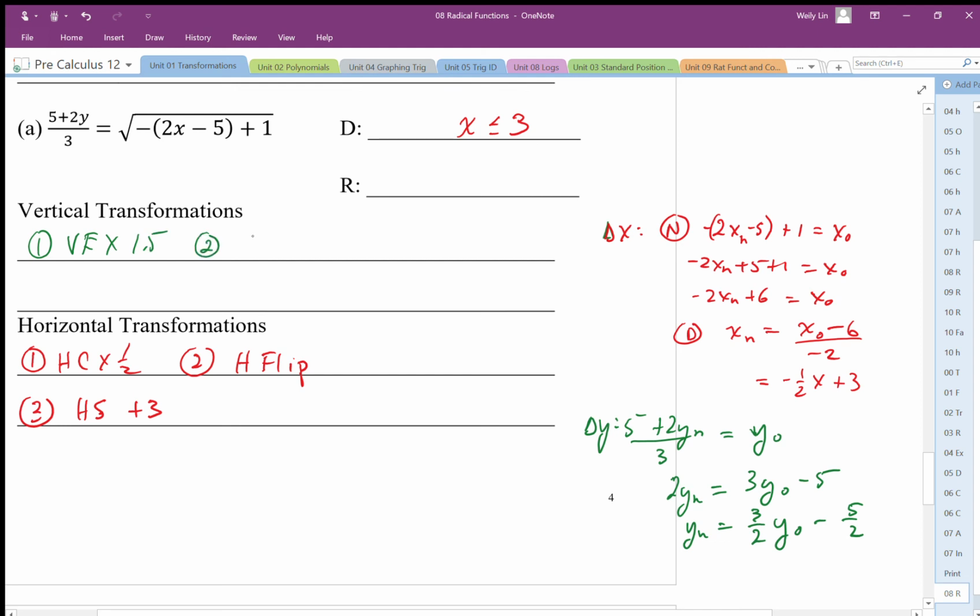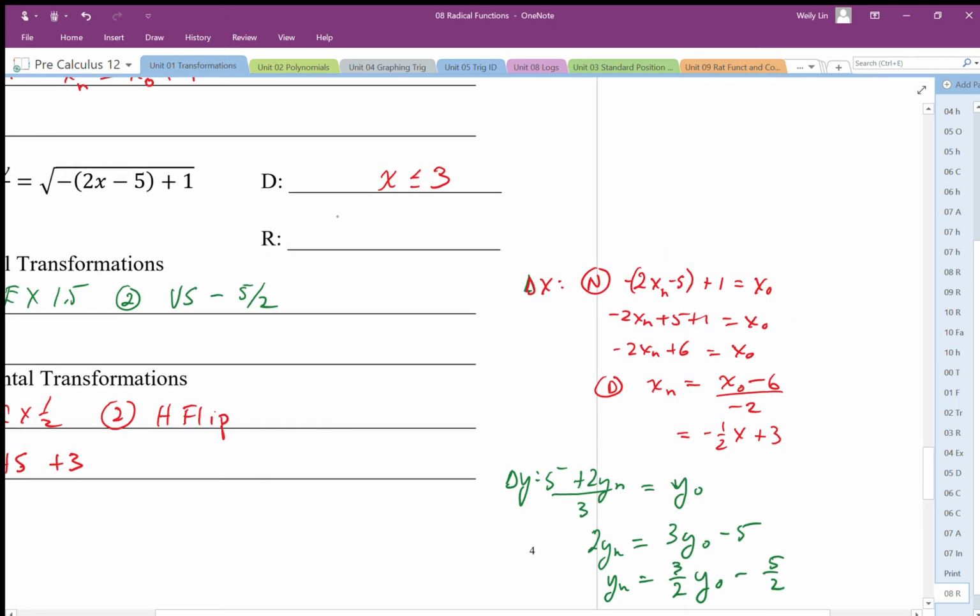Okay, it's a vertical shift minus 5 over 2, so my boundary is going to be 5 over 2, and I know I haven't flipped this, so I'm going up from here, so that's going to be my y domain, or sorry, my y range.